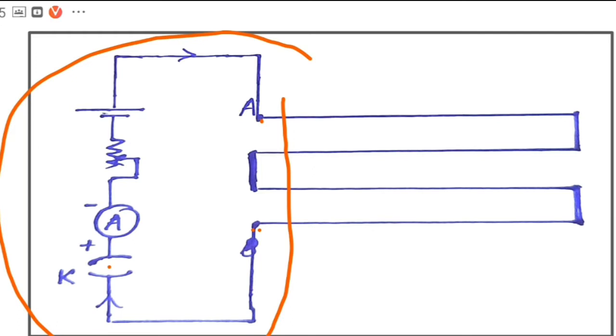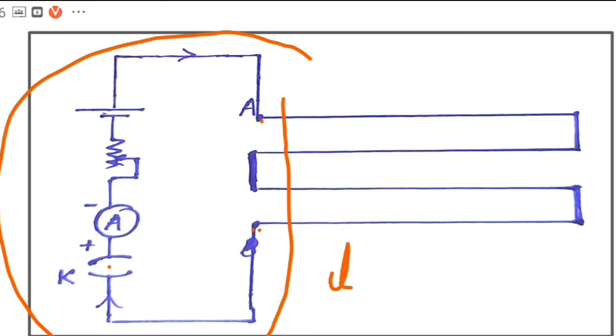This circuit is common in all experiments in relation with potentiometer. Whatever experiment or application we are discussing, this particular part, the circuit used to allow current to pass through the potentiometer wire, remains the same.